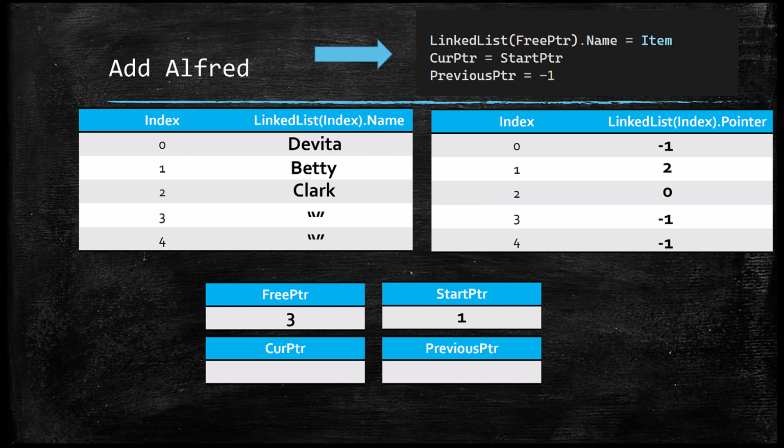It says linked list free pointer, which is 3. So linked list 3.name, we're putting in that item. We're putting in Alfred. The next thing we need to do is set up our current pointer with our start pointer. So our current pointer is going to be set to the value of 1. Our previous pointer equal to -1 to find out if Alfred should go at the beginning of the list.